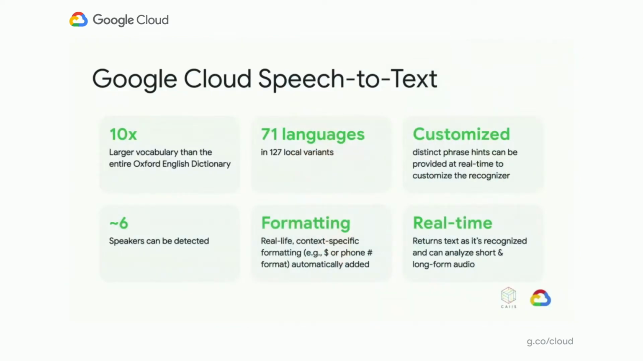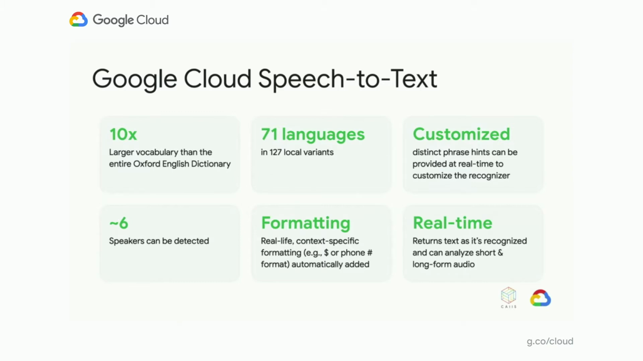So Google Cloud Speech-to-Text is an API which accepts audio. It identifies speech within that audio and returns the text representation of that speech. This happens in real time or in batch mode. We support both in all 71 languages and 127 local variants that we support.